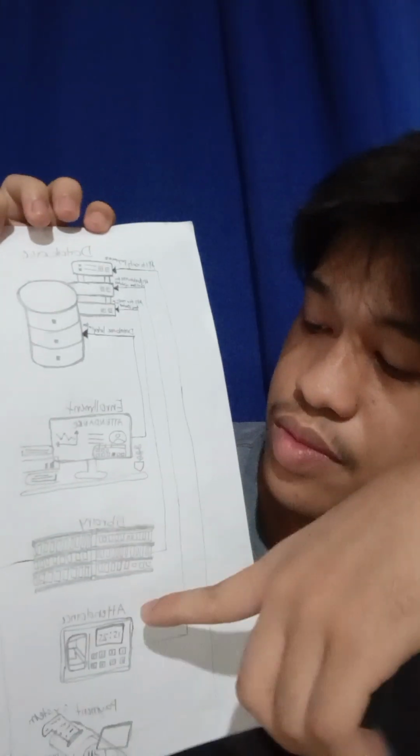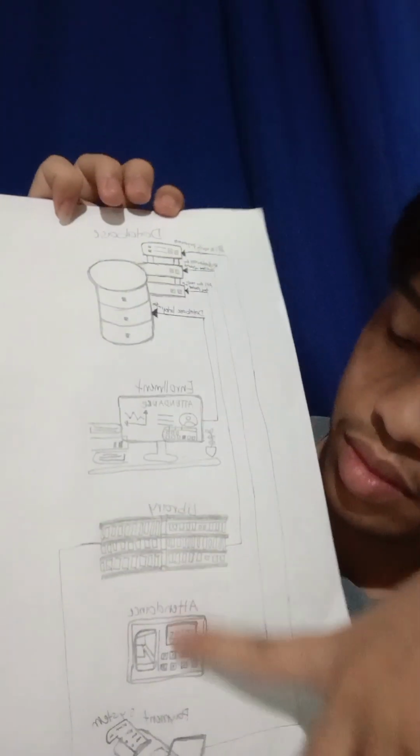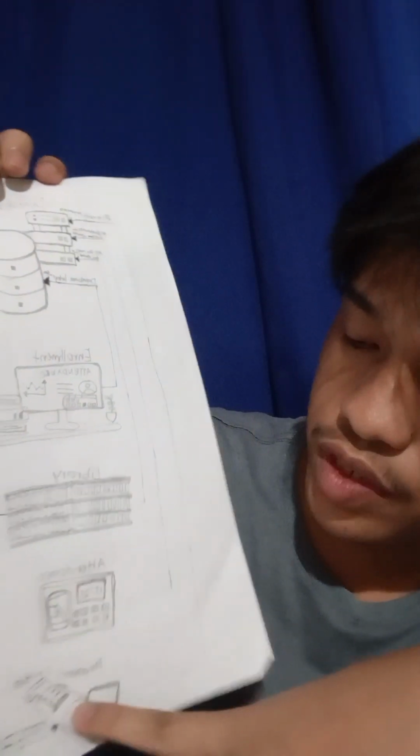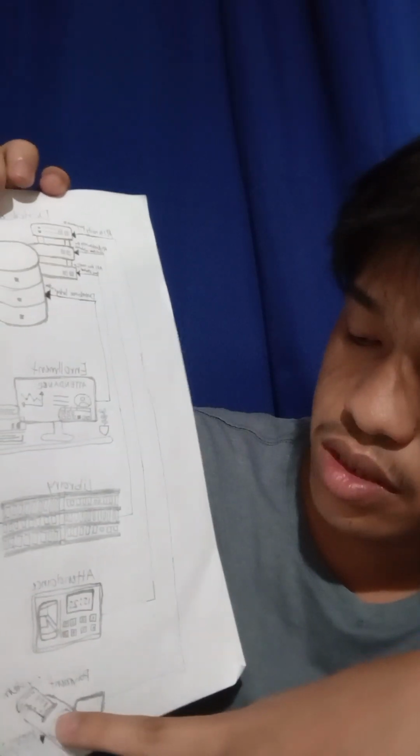So I will explain my architecture for my system. So as you can see, this is the database system, enrollment system, library system, attendance monitoring system, and payment system. So let's start with the last one, which is the payment system.